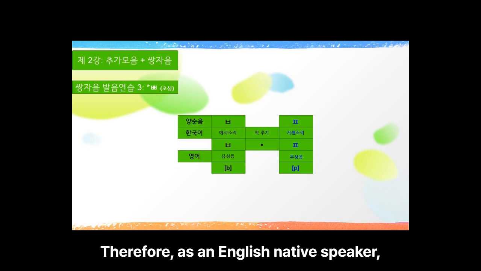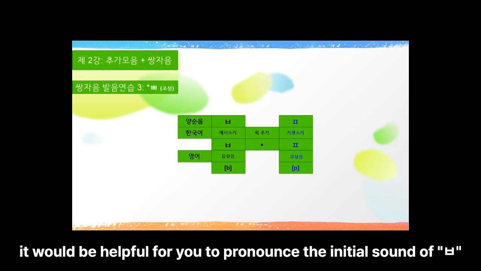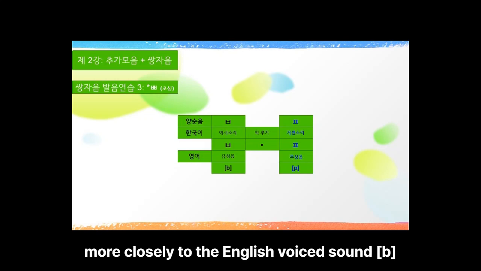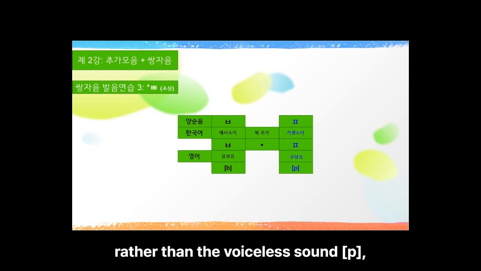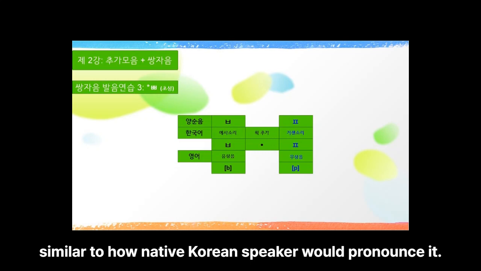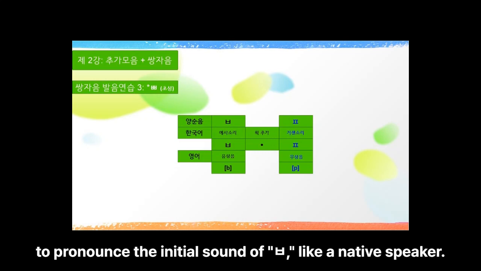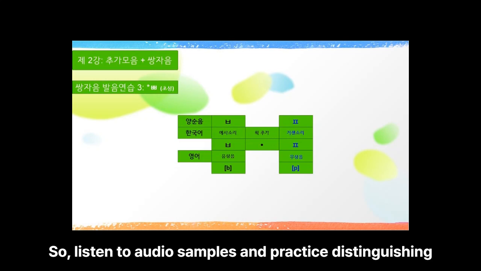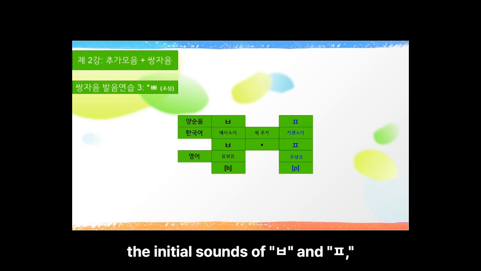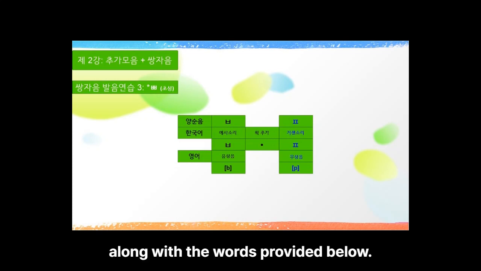Therefore, as an English native speaker, it would be helpful for you to pronounce the initial sound of bieup more closely to the English voiced sound B rather than the voiceless sound P, similar to how a native Korean speaker would pronounce it. This could be the easiest way for you to pronounce the initial sound of bieup like a native speaker. So, listen to audio samples and practice distinguishing the initial sounds of bieup and pieup, along with the words provided below.